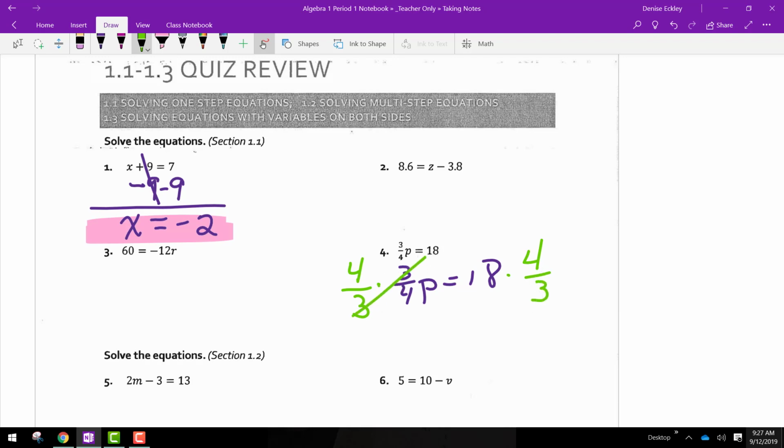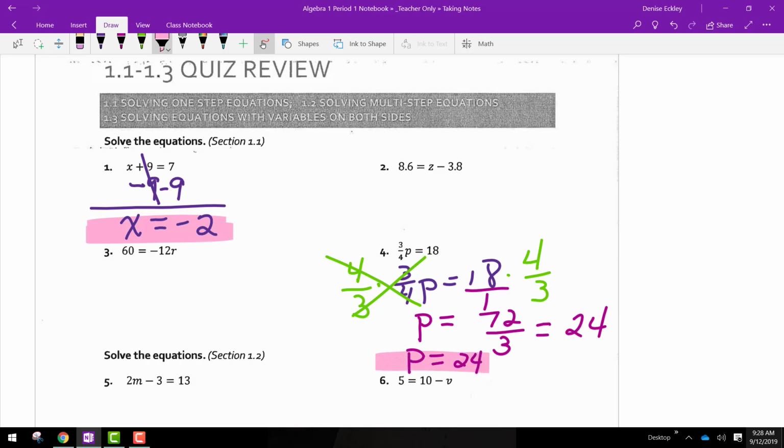So the 3's will cancel because I have a multiplication and division, and the 4's will cancel because I have a multiplication and division. So I'm left with P equals, and now I want to think of 18 as 18 over 1. So if I multiply across, I get 72 over 3, which gives me 24. So my answer is P equals 24.